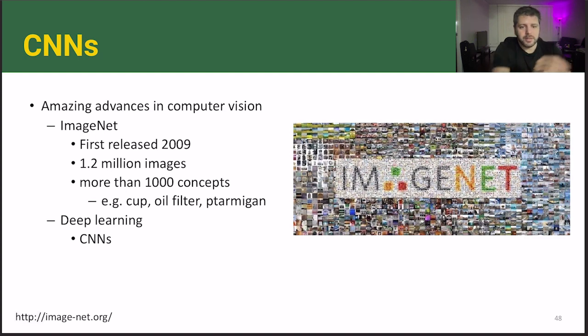And so, a quick history of CNNs. First of all, we need to talk about the ImageNet dataset. The ImageNet dataset is this giant dataset that was released as part of this challenge to the computer vision community in 2009, which contained more than 1,000 concepts and 1.2 million images.